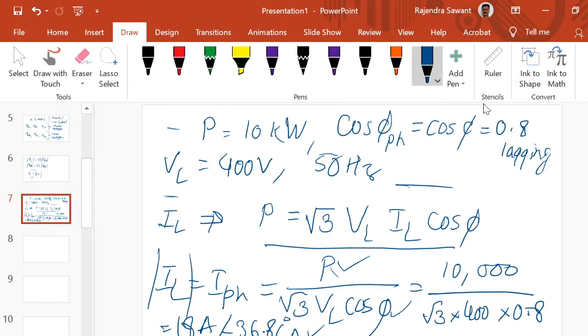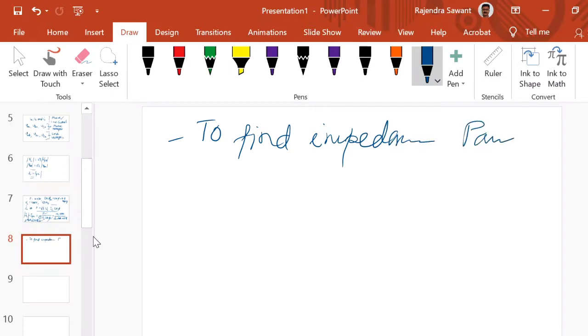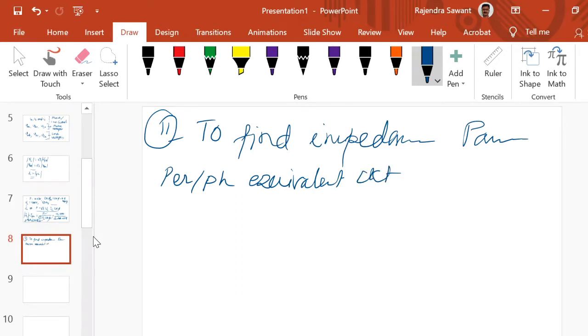We have to verify this current through SQL simulation, computer simulation, whether the same current is coming or not. Now the other important verification which we have to do is to find the impedance parameters. So this is the second step. Now what is the formula for ZPH? Consider the per phase equivalent circuit. What is this per phase equivalent circuit?